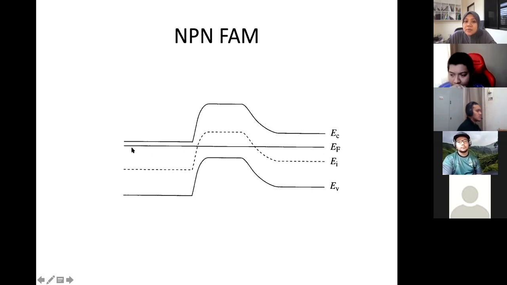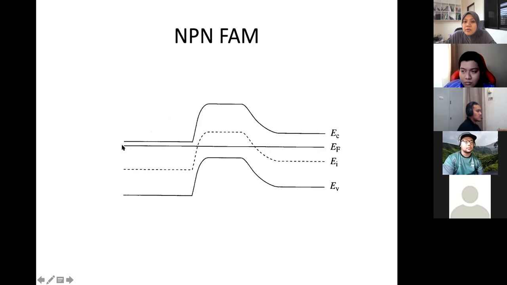Biasanya saya draw Fermi level tu dotted line. Yang ni tak penting pun. This is just to show that sebab bila kata NPN over here, NPN, this is no longer intrinsic. It's N-type. So tak perlu pun lukis dotted line ni.